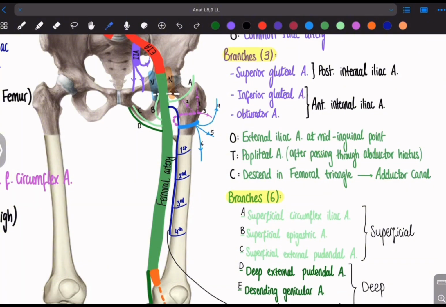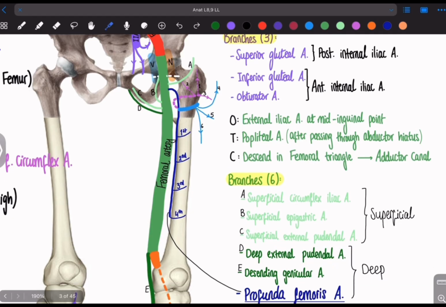The branch that goes with the superficial external pudendal is the deep external pudendal, and it's the same thing, except one is superficial and one is deep. So we have the superficial external pudendal and the deep external pudendal. This is the deep external pudendal, and it's also going to the external genitalia. So this is the first deep branch.